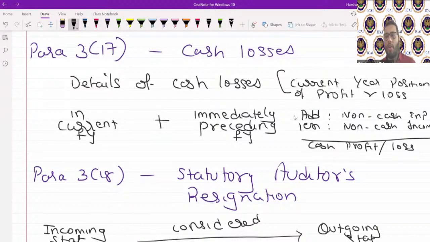So cash profit or cash loss are the things which I have actually incurred in cash. No depreciation, no provision, no accrual of income or accrued interest, something like that. Only the amount which I have earned during the period in cash. Similar to the concept of cash inflow or outflow from operating activities. In the cash flow statement, there is the first category, cash inflow or outflow from operating activities. Near to that.